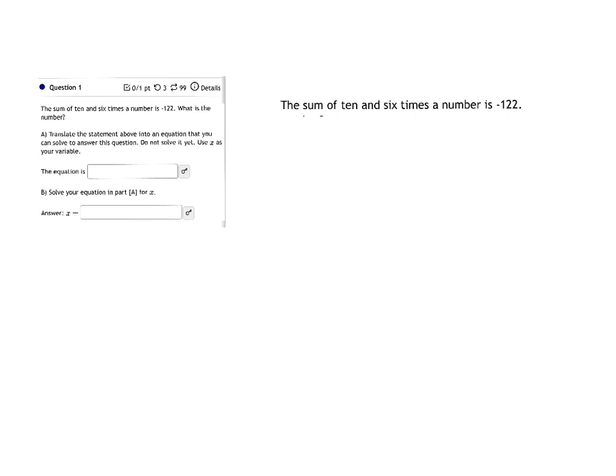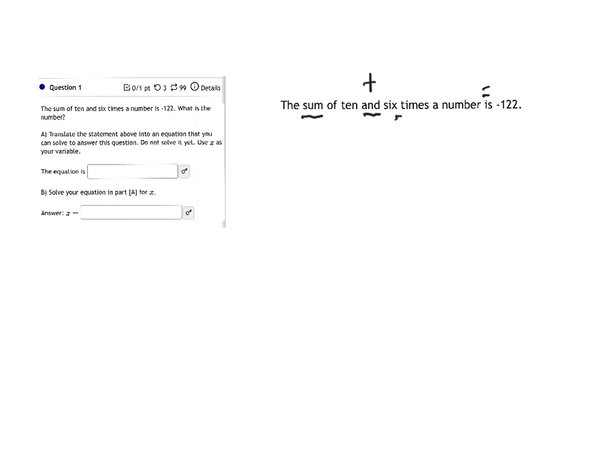We have the sum of 10 and 6 times a number is negative 122. A couple of things: "is" means equals. Here, this "and" is where we're going to put the plus, because it's the sum of 10 and 6 times a number.